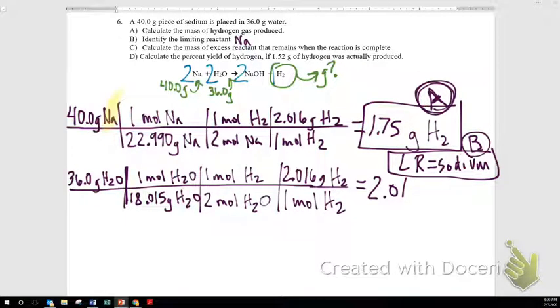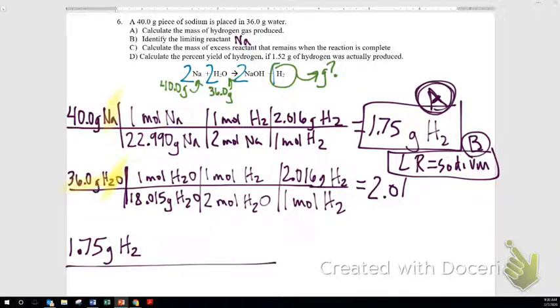Moving right along. Part C asks us to calculate the mass of the excess reactant that remains. So if sodium was our limiting reactant, that must mean that this water was my excess reactant. So I'm trying to find the mass, the grams of water that were left over. And in order to find my leftovers, I need to know how much I'm starting with. So that's right here. It's a little hard to see through. And then I'm going to subtract how much I used. And in order to find how much I used, I have to figure out how much water got used to make this 1.75 grams of hydrogen.